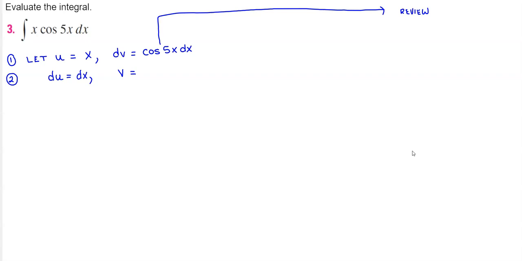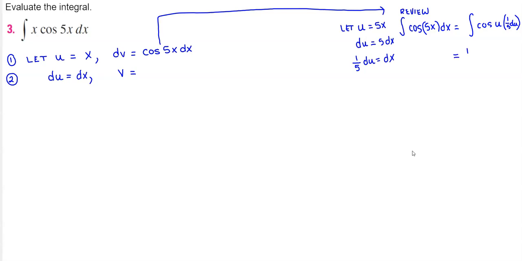So for the antiderivative of the cosine of 5x dx, what we're going to do is let u represent 5x. And so therefore du is going to equal 5 dx. Divide both sides by 5, and then 1/5 du is going to equal dx. And so now if we want to take the antiderivative of this, we're going to get the cosine of u times 1/5 du. And so then when we factor out the constant of 1/5, we want to take the antiderivative of the cosine of u du.